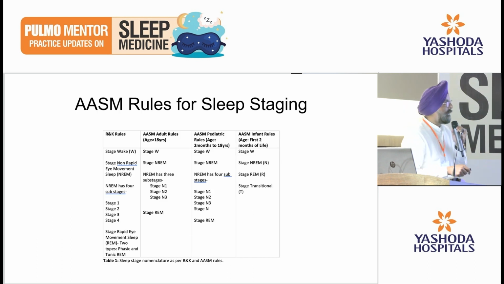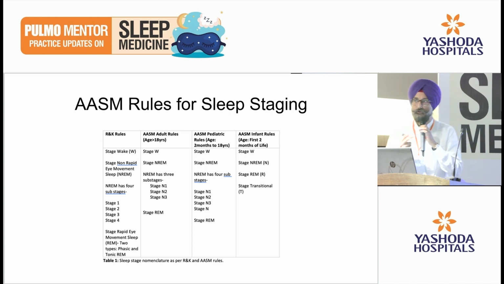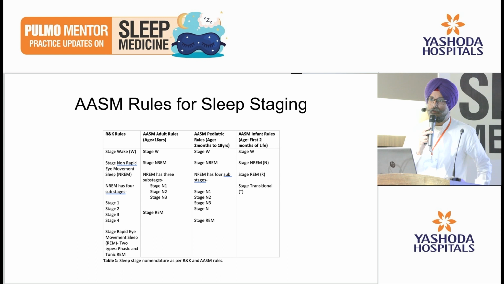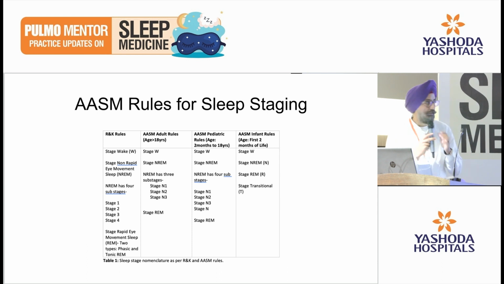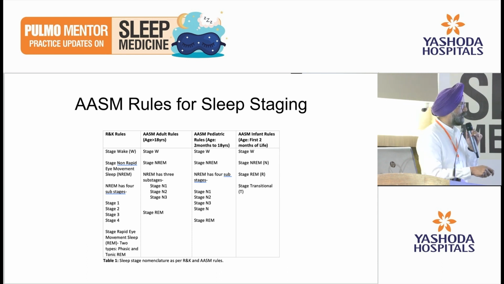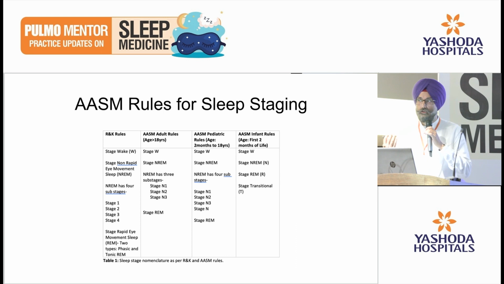And for sleep staging, there are 2 sets of rules. One is Rechtschaffen and Kales rules, and the other is American Academy of Sleep Medicine rules. Like the first speaker told you, Rechtschaffen and Kales, in 1968, published a manual where they told how to do sleep staging. According to them, you have stage wake, you have stage non-REM, and then you have stage REM. Non-REM stage, according to Rechtschaffen and Kales, has 4 stages: 1, 2, 3, 4. These rules persisted till 2007.